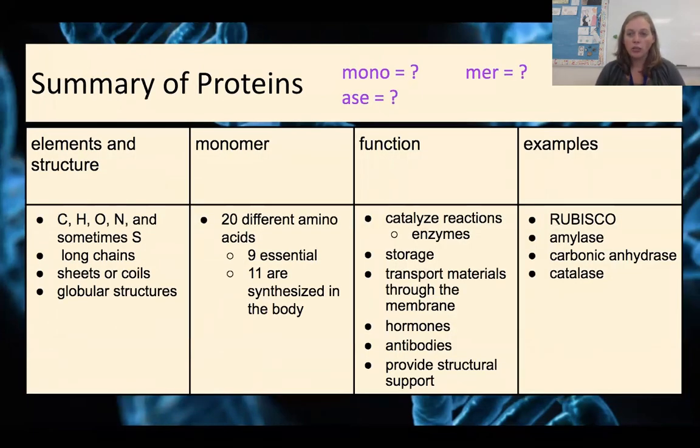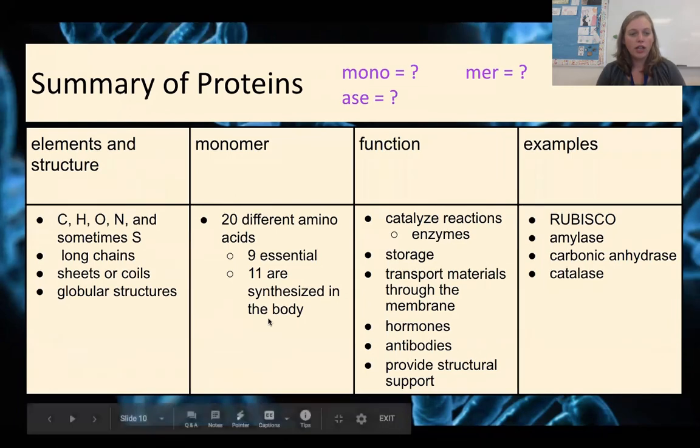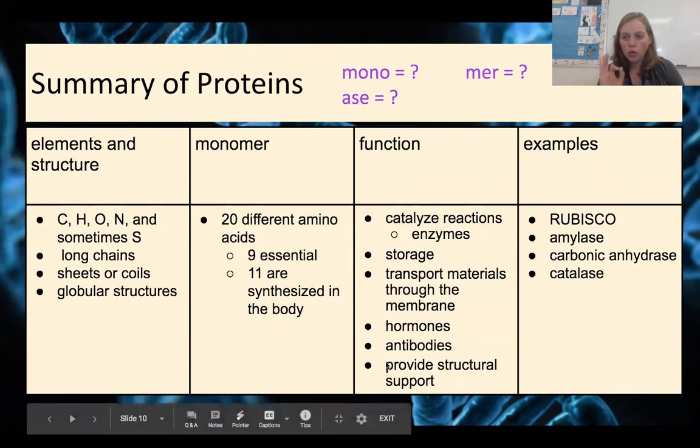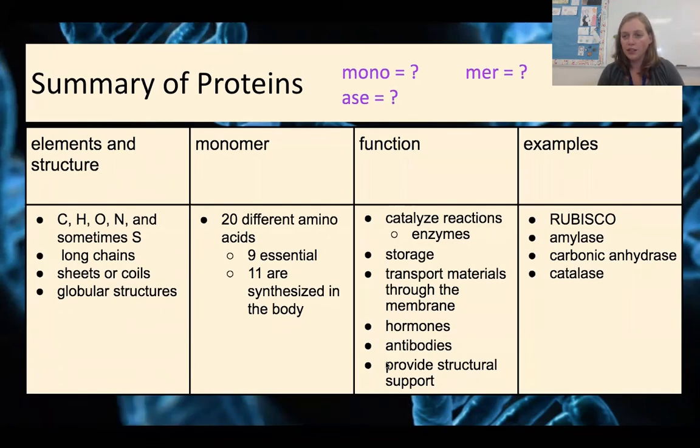So, quick little summary slide for proteins. You have your elements and your structure, and I do want you to know the elements. I'm not so concerned that you know the primary, secondary, tertiary, and quaternary structures, but I think it's kind of cool to know, so I did throw it in here. You do need to know the monomer, and there are 21 different amino acids, 9 essential and 11, technically 12, synthesized by the body. Their functions, keep in mind there are many, many functions, but I do not want you to think about proteins as an energy source. That is a last resort energy source.